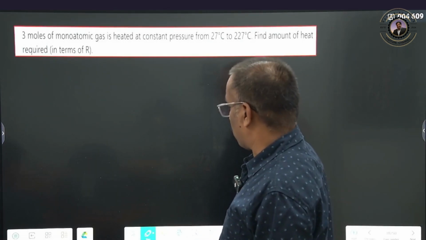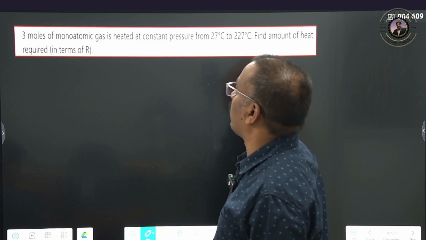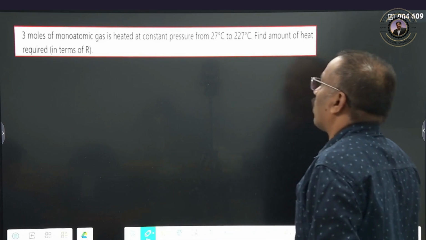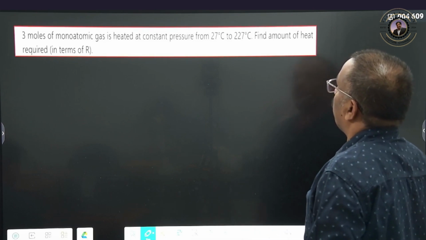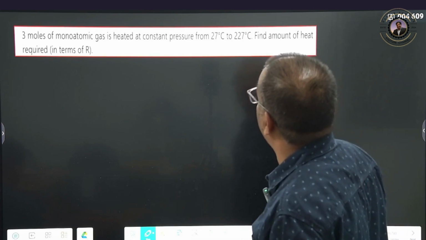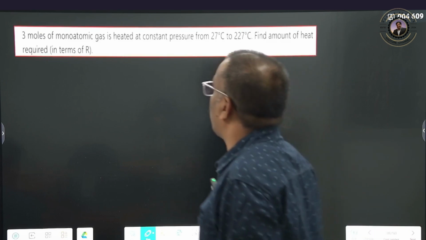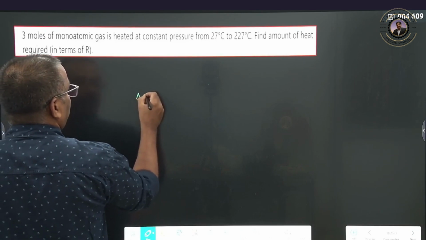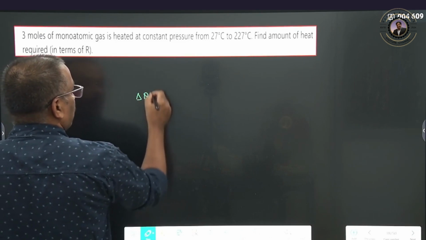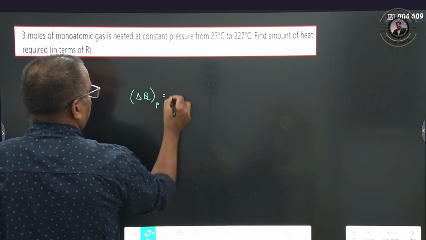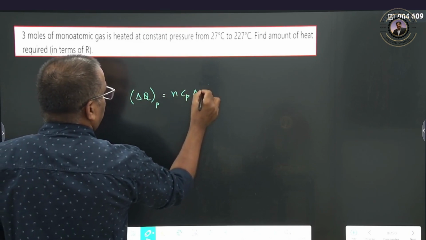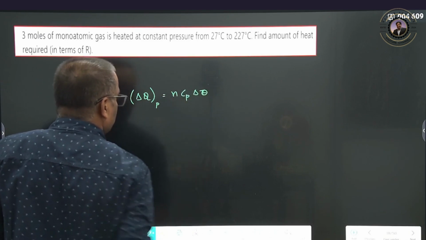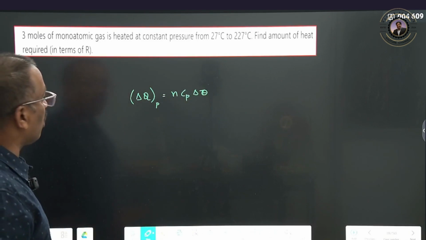3 moles of monoatomic gas is heated at constant pressure, from 27 degrees centigrade to 227 degrees centigrade. Amount of heat energy required. Heat energy supplied at constant pressure is nothing but nCp into delta T. Clear? So, how many moles are there now?